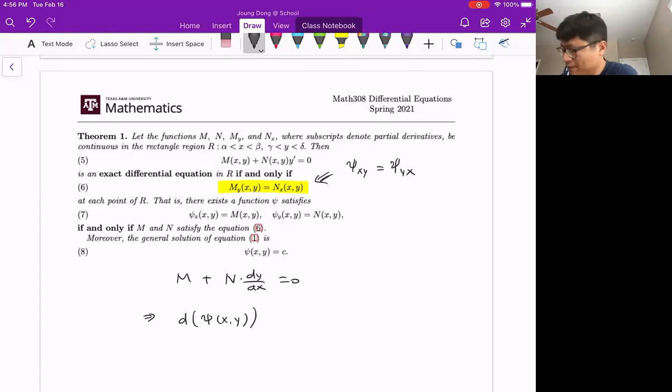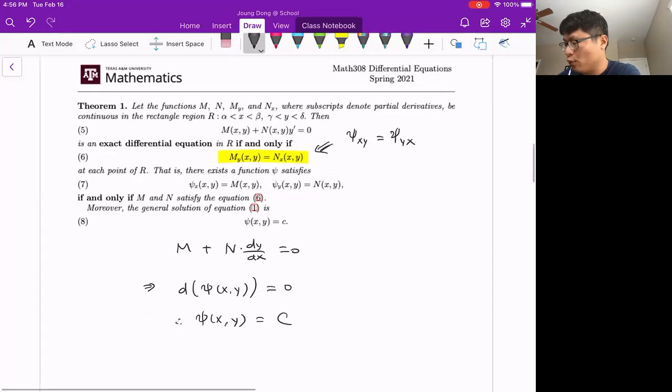Is that okay? Then the function whose derivative equals 0 is a constant function, okay? So we know the solution of the differential equation is psi equal to constant c. That's it. This is the solution of your given exact differential equation, okay? So this is the idea. Let me show you how we can use this idea for the example.